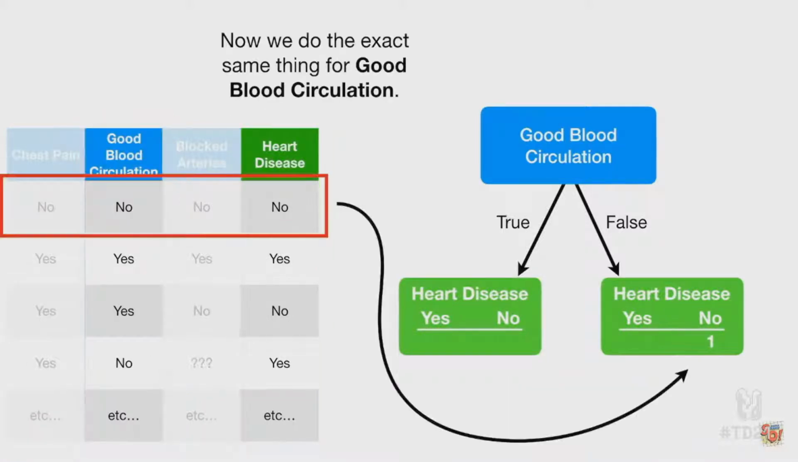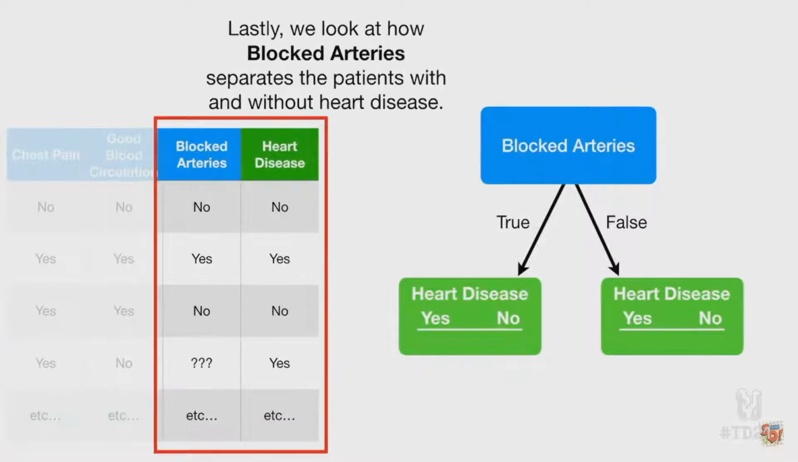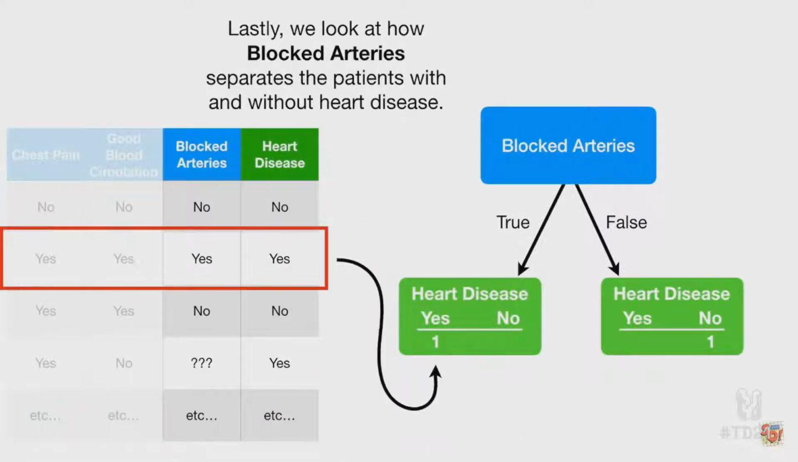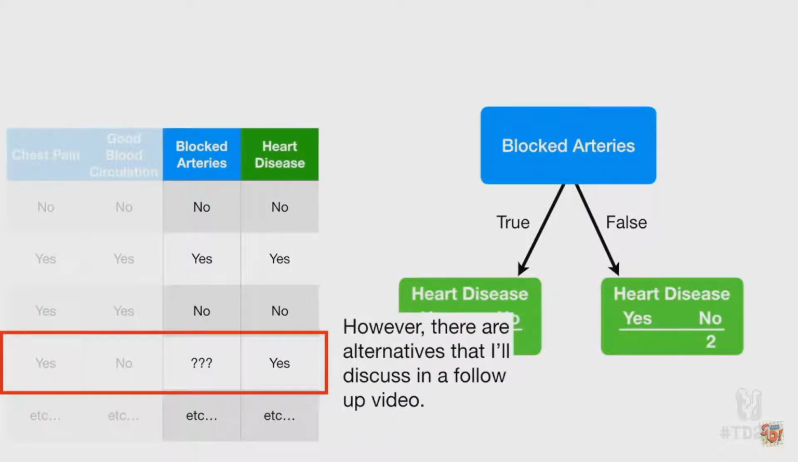Now we do the exact same thing for good blood circulation. Lastly, we look at how blocked arteries separates the patients with and without heart disease. Since we don't know if this patient had blocked arteries or not, we'll skip it. However, there are alternatives that I'll discuss in a follow-up video.